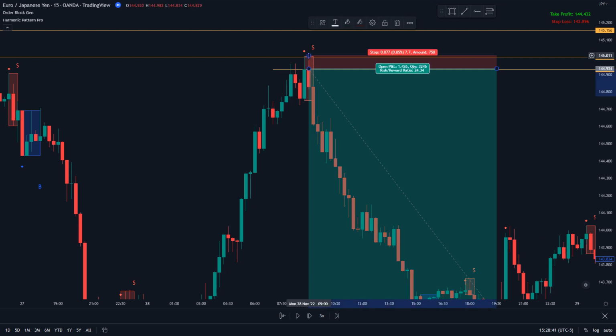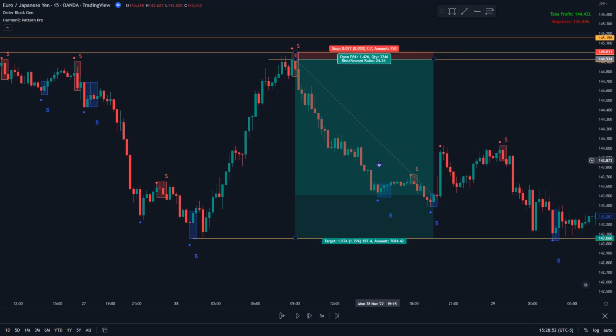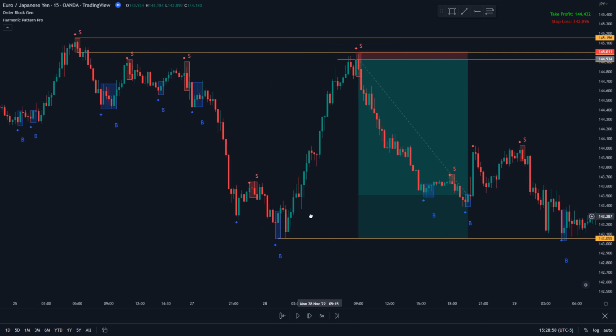So if you put it above this high, this is where the high of the harmonic pattern is formed, a super tight stop of under 10 pips. But that just skyrockets your R&R to 24.34 just to create a new lower low.